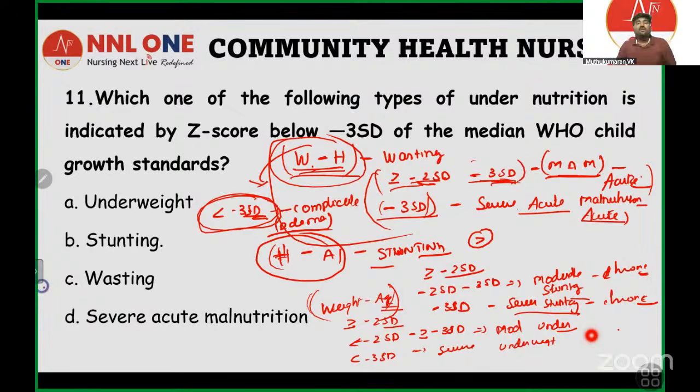Sir, what type of malnutrition is there? So it is mixed. It is acute and chronic mixed. Okay. So this is the important thing that I want to clarify for you people. Is it clear? Shall I summarize once more?